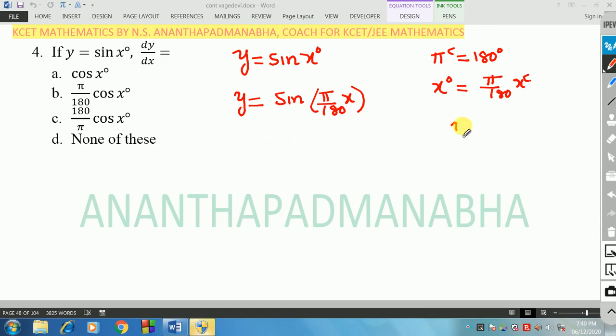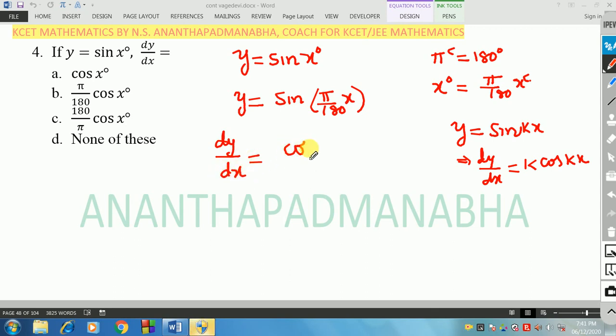So we know that y is equal to sin kx implies dy by dx is k cos kx, by the chain rule. Now y is equal to sin of pi by 180 into x. Therefore dy by dx is equal to cos of pi by 180 into x, into the derivative of pi by 180 into x, which is nothing but pi by 180.